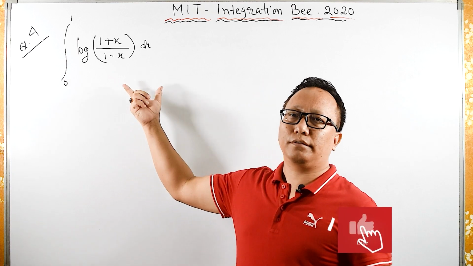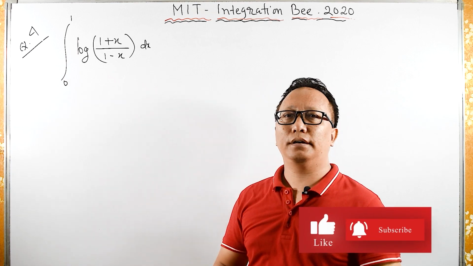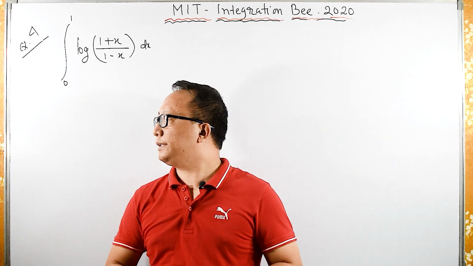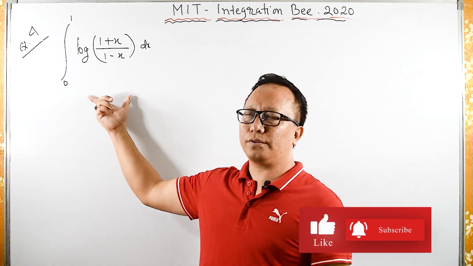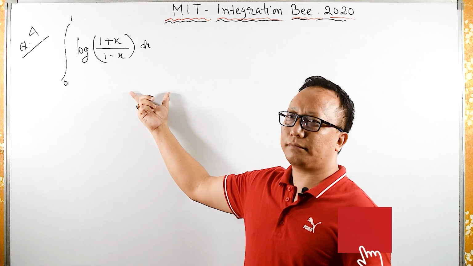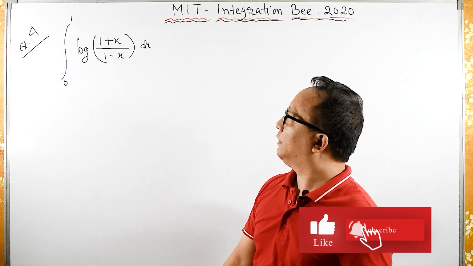This question was asked by the MIT Integration Bee qualifying exam in the year 2020 and this is question number 4. This integration looks easy as well as straightforward, but it might be somewhat lengthy.